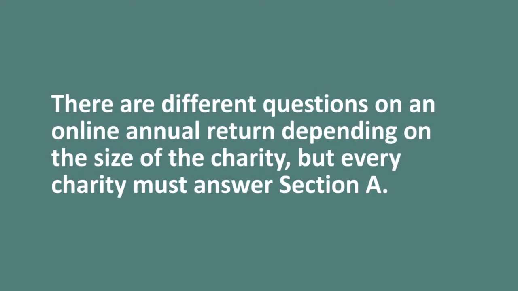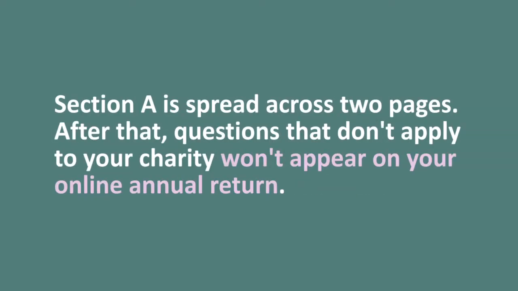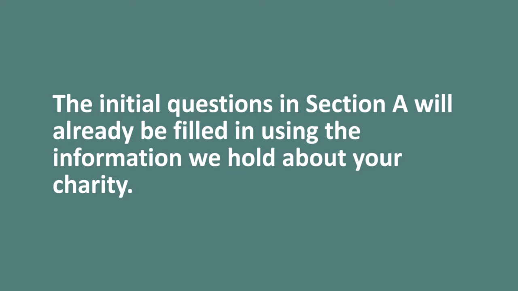There are different questions on an online annual return depending on the size of the charity, but every charity must answer Section A. Section A is spread across 2 pages. After that, questions that don't apply to your charity won't appear on your online annual return. The initial questions in Section A will already be filled in using the information we hold about your charity.